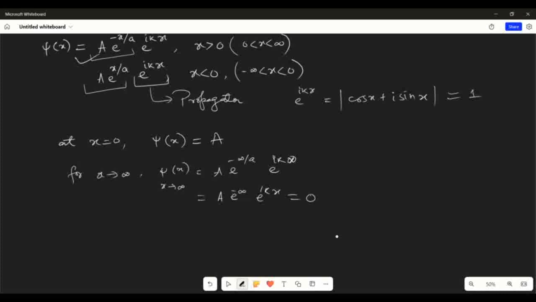And for x tending to minus infinity, we have to take the second part of the wave function, that is psi x as x tends to minus infinity, a e to the power minus infinity by a. We put x equals minus infinity in this part, and e to the power ik times minus infinity. So again this will be 0.